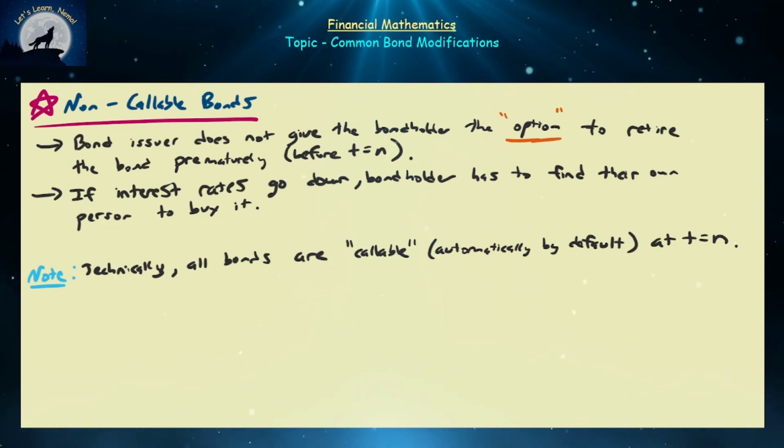Now, technically speaking, all bonds are callable at time t is equal to n. Because at time t is equal to n, you say, hey, my bond is over, can you give me back my redemption value? And they technically have to say yes, else they have to deal with some legal things, which I'm not going to get into today. So this is what we refer to as a non-callable bond. That is, you cannot back out of this contract prematurely.